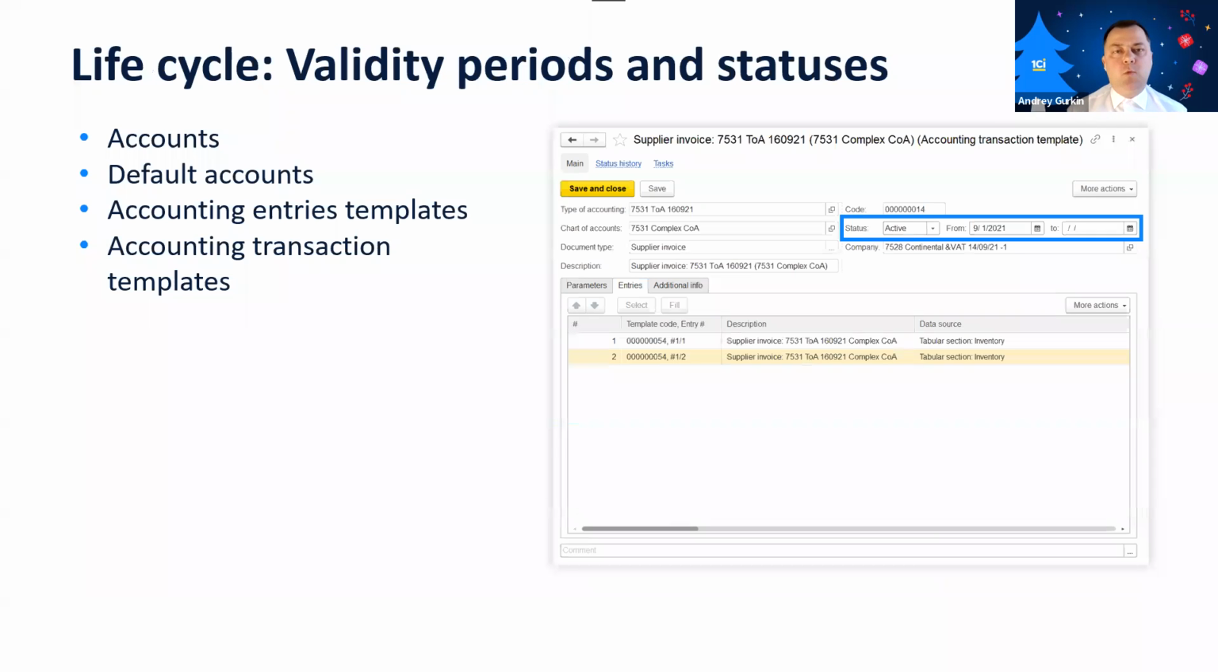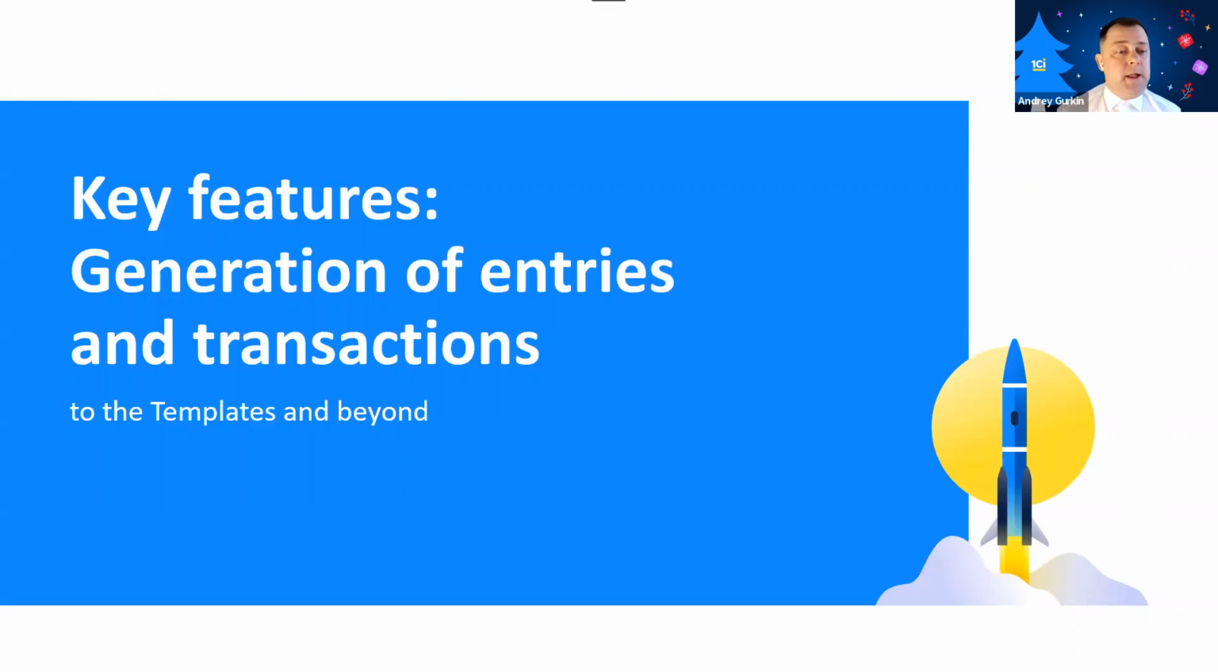Life cycle: we have such capabilities as specifying the validity periods and statuses. That means that if our company grows, we can add new default accounts or different types of templates. We can specify the validity period of it, and when we don't need this account anymore, we can specify the due date, for example, and that's all. So we can provide the whole life cycle in our system. So let's go to the templates and beyond.